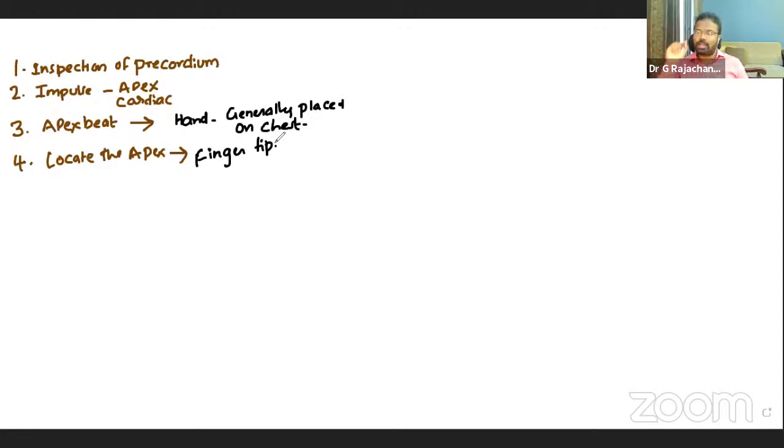In healthy individuals, the apex is localized. It will not be generalized. Now, once this apex is identified, there are also some abnormalities we need to understand. Apex beat can be absent. Sometimes apex beat can be absent, not because the patient is dead or so.